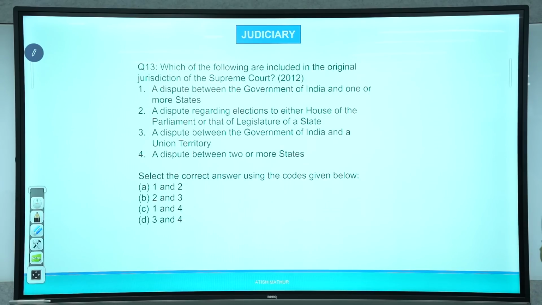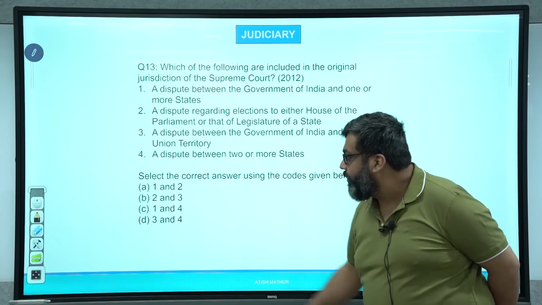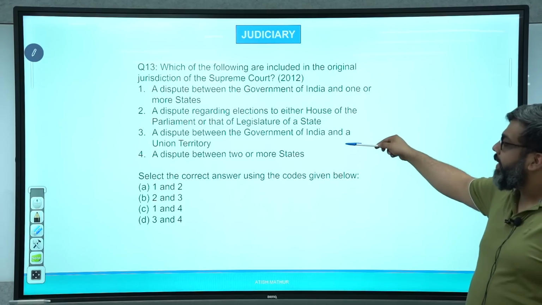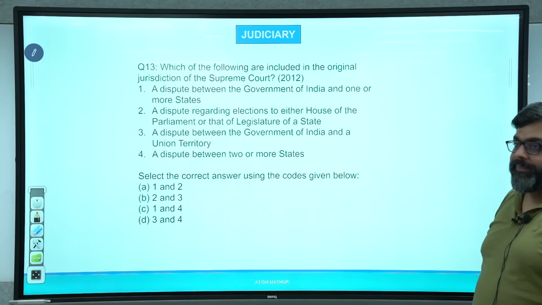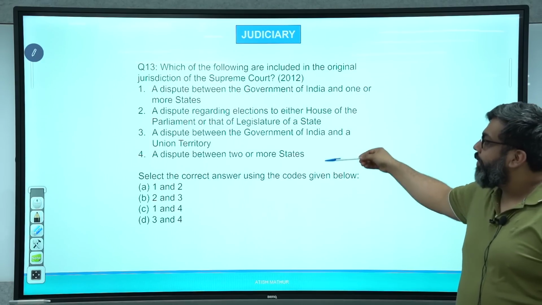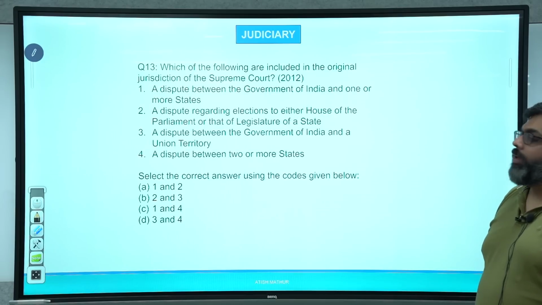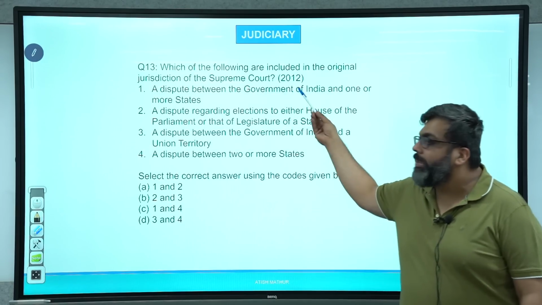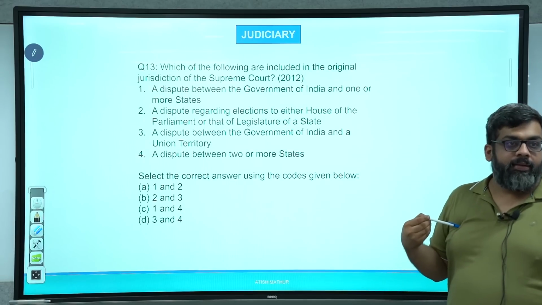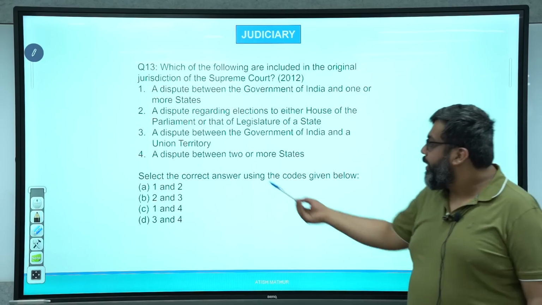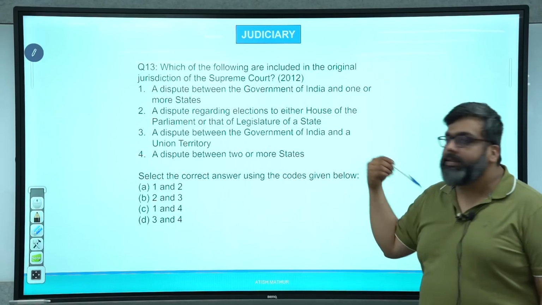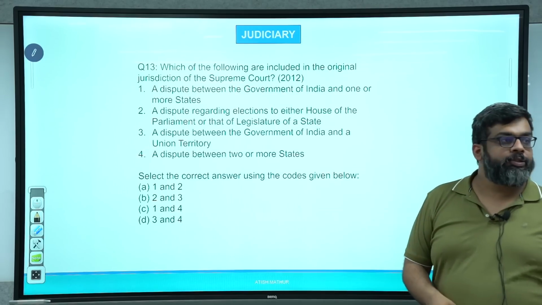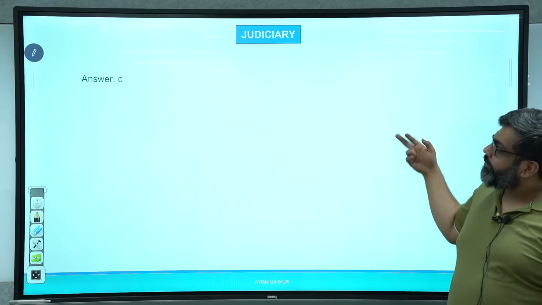सब सही? क्या नहीं है? 2 तो नहीं है, तो जिस भी ऑप्शन में 2 नहीं है वो हटा दो. तो या तो 1 and 4 सही है या 3 and 4 सही है, either 1 and 4 or 3 and 4. Yes, between the Government of India and one or more states is center and states. Between 2 or more states is states and states. So 1 and 4, the option should be C.